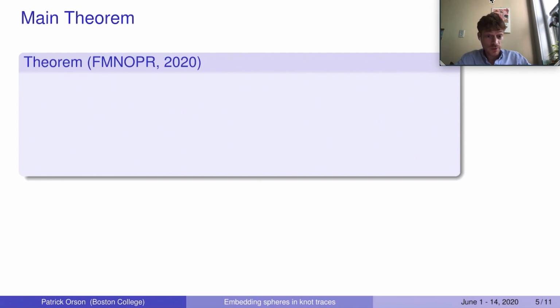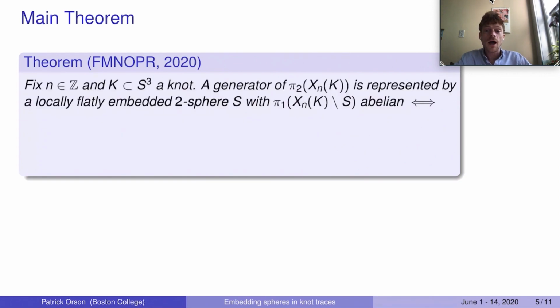So we take an n, we take a k, we consider the trace, and we consider a generator. And it says that generator can be represented by a locally flatly embedded two-sphere with a certain condition on the fundamental group of the exterior of the two-sphere. So with an exterior with an abelian fundamental group. And that's if and only if three conditions.